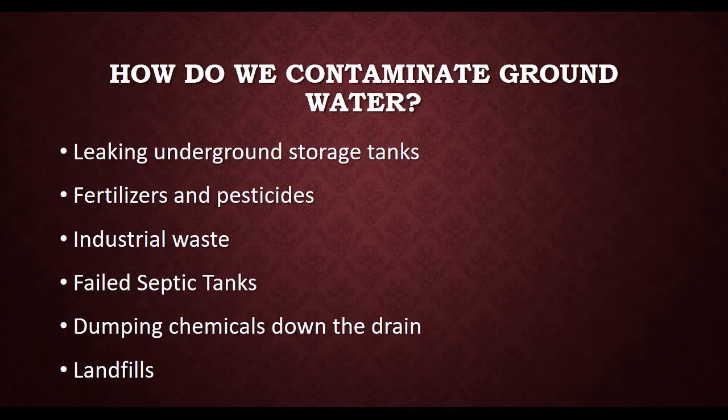So how do we contaminate the groundwater to begin with? Some of the ways that we can contaminate groundwater include leaking underground fuel storage tanks, like they sometimes have at gas stations, fertilizers and pesticides on lawns and farms being washed away by the rain, industrial waste, failed septic tanks, and dumping chemicals like old oil-based paints or gasoline down the drains, which is not only bad, but against the law.